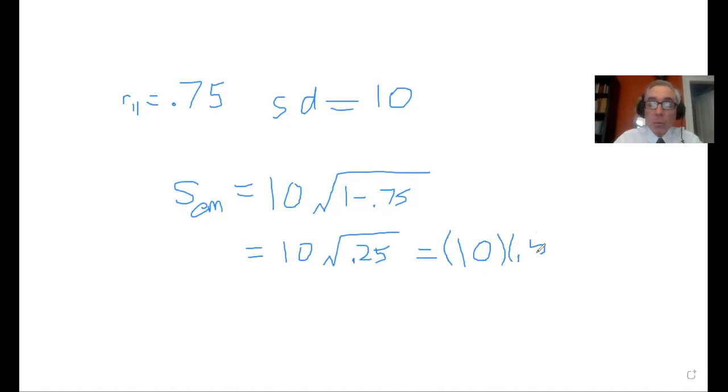So we can just say 0.5, which again, basically now we're saying half of 10, which is to say 5. And that's it. Okay, back into the slideshow we go.